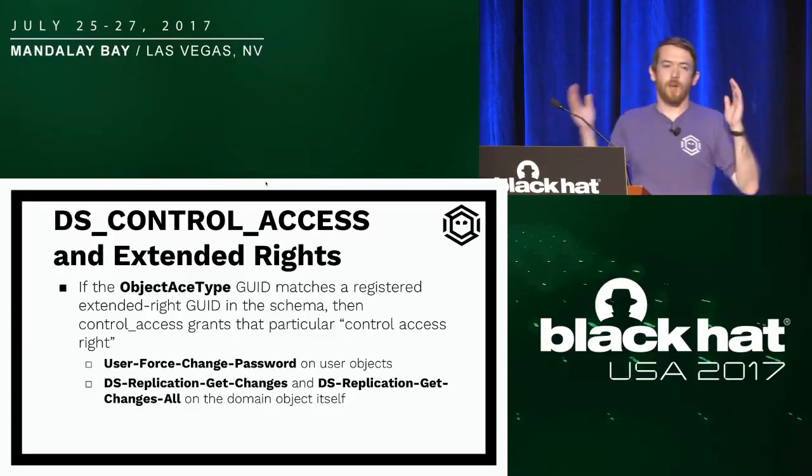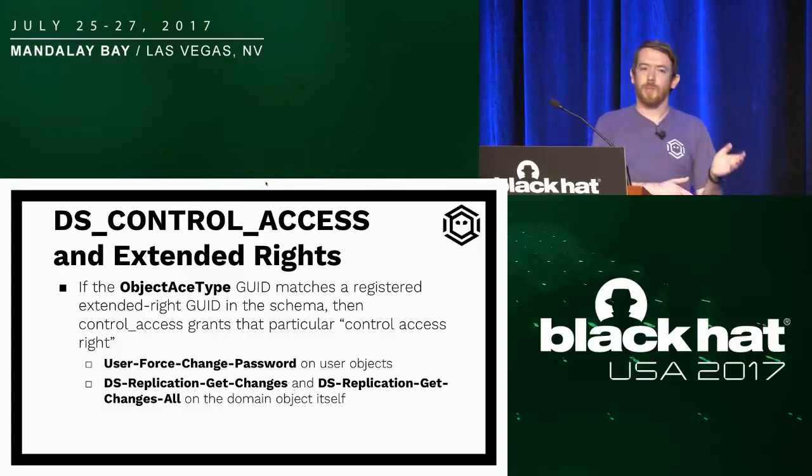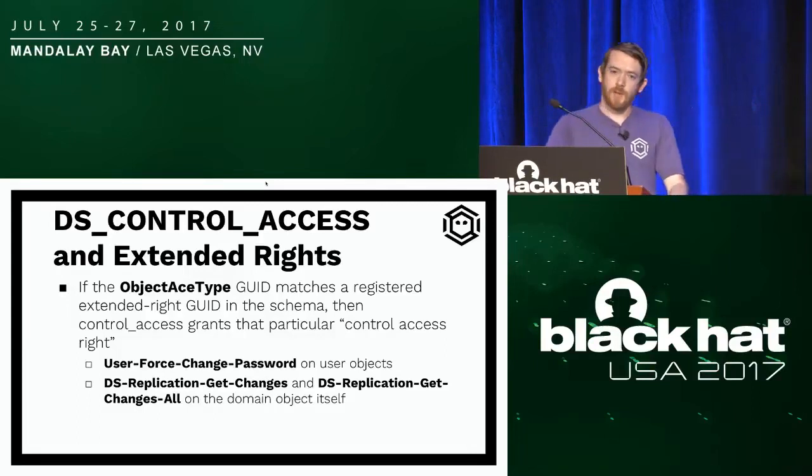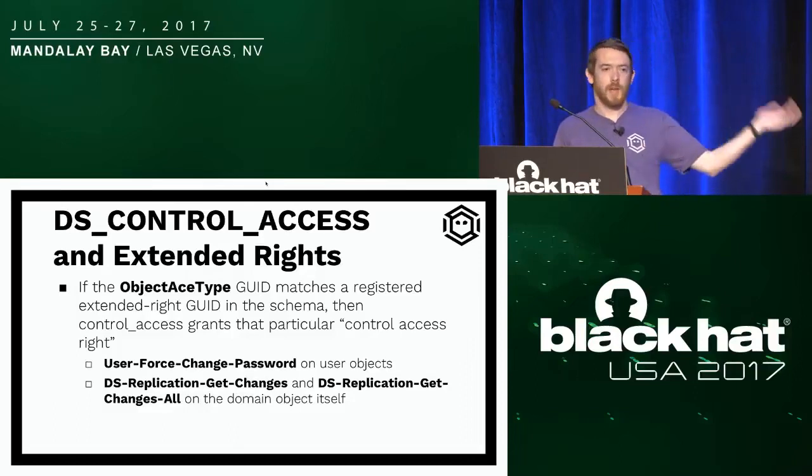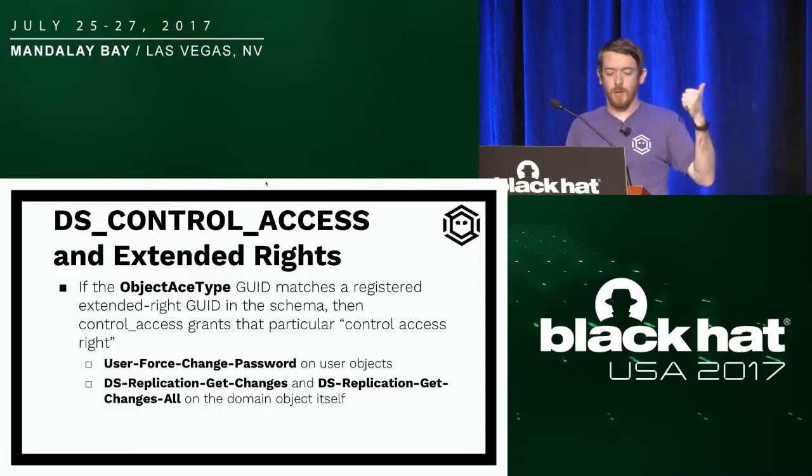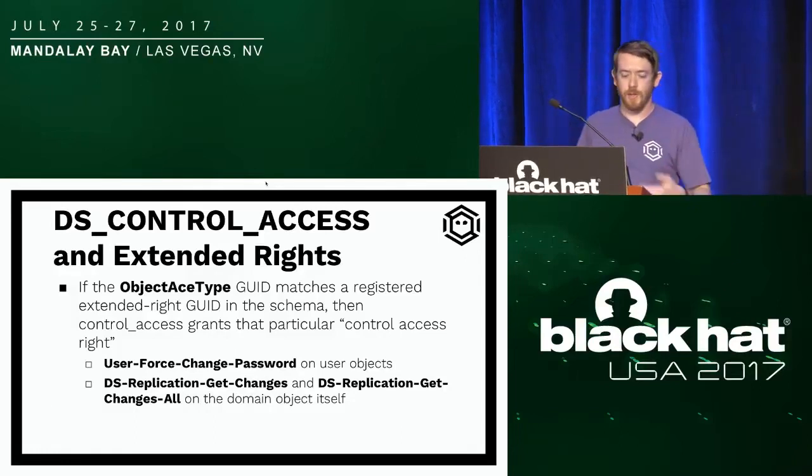For example, I don't want complete control of the object, but I want the ability for help desk to force reset the password, but I don't want to give them any other rights, right? So that's not easily expressed in the existing access mask structure. So they flip the control access bit. That target GUID is going to map in the Active Directory schema to user force change password. Also, say DC sync rights, like replication rights, which we'll get into in some of the demonstrations.